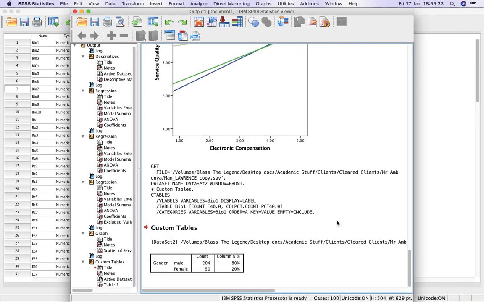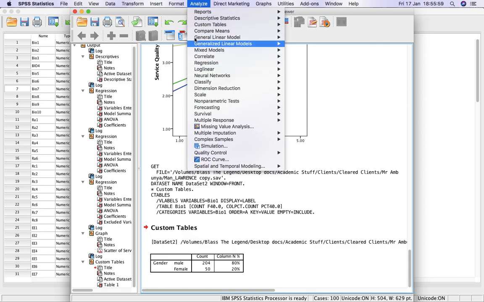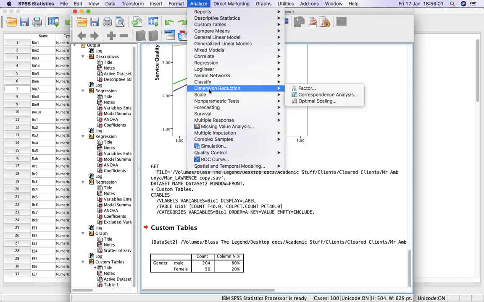So male is 204, female is 50. Male is 80%, female is 20%. But we want to see, are these two proportions really significantly different for us to conclude that they are more male than female, right? Because these are just raw percentages based on the sample, but now we want to infer to the population.